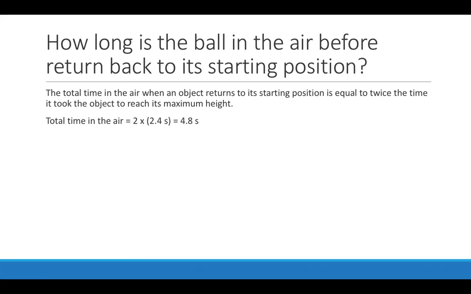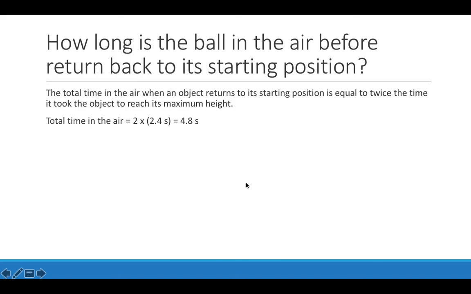How long is the ball in the air before returning back to its starting position? Well, the time it takes to get to the top is the same time it takes to get back down. So we just double the time it took to get to the top, which was 2.4 seconds. So the total time in the air is 2 times 2.4 seconds, which is 4.8 seconds.